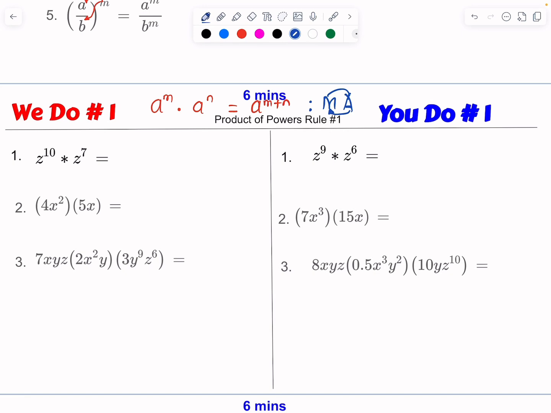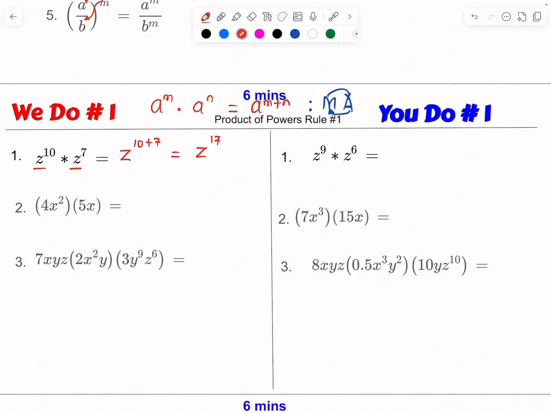So in this case, am I multiplying? Yes, of course, I am multiplying. Do they have the same base? Yes, of course, they have the same base. And now, what do I do to the exponent? I am going to add. So I am going to add 10 plus 7, and that is going to give me z to the power of 17.